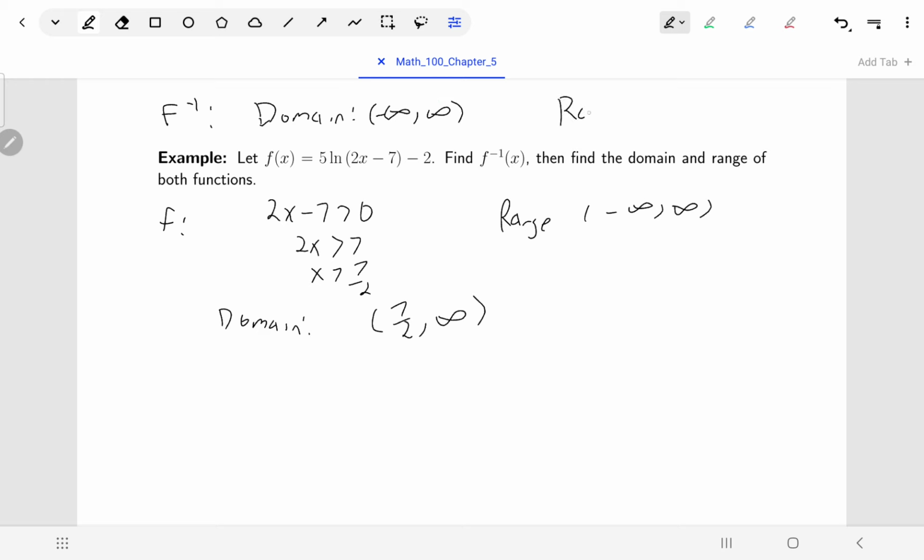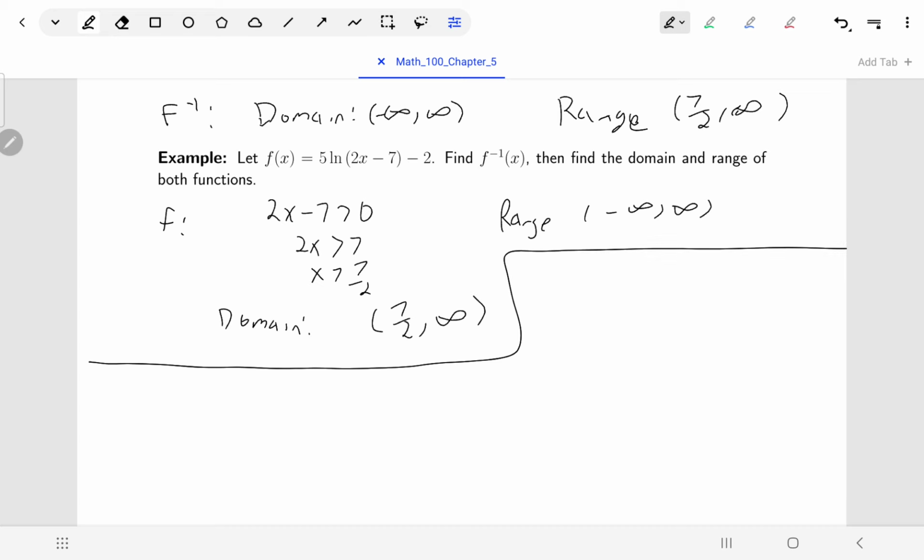And it should have a range of things that are larger than 7 halves. Okay, so let's see if we can show that we've got ourselves our inverse function, and let's find out what it is. No surprise, this is some sort of transformed natural log. We're going to get some sort of transformed e to the power of function, but let's just see what we get. We start with our function, y equals 5 natural log of 2x minus 7 minus 2.